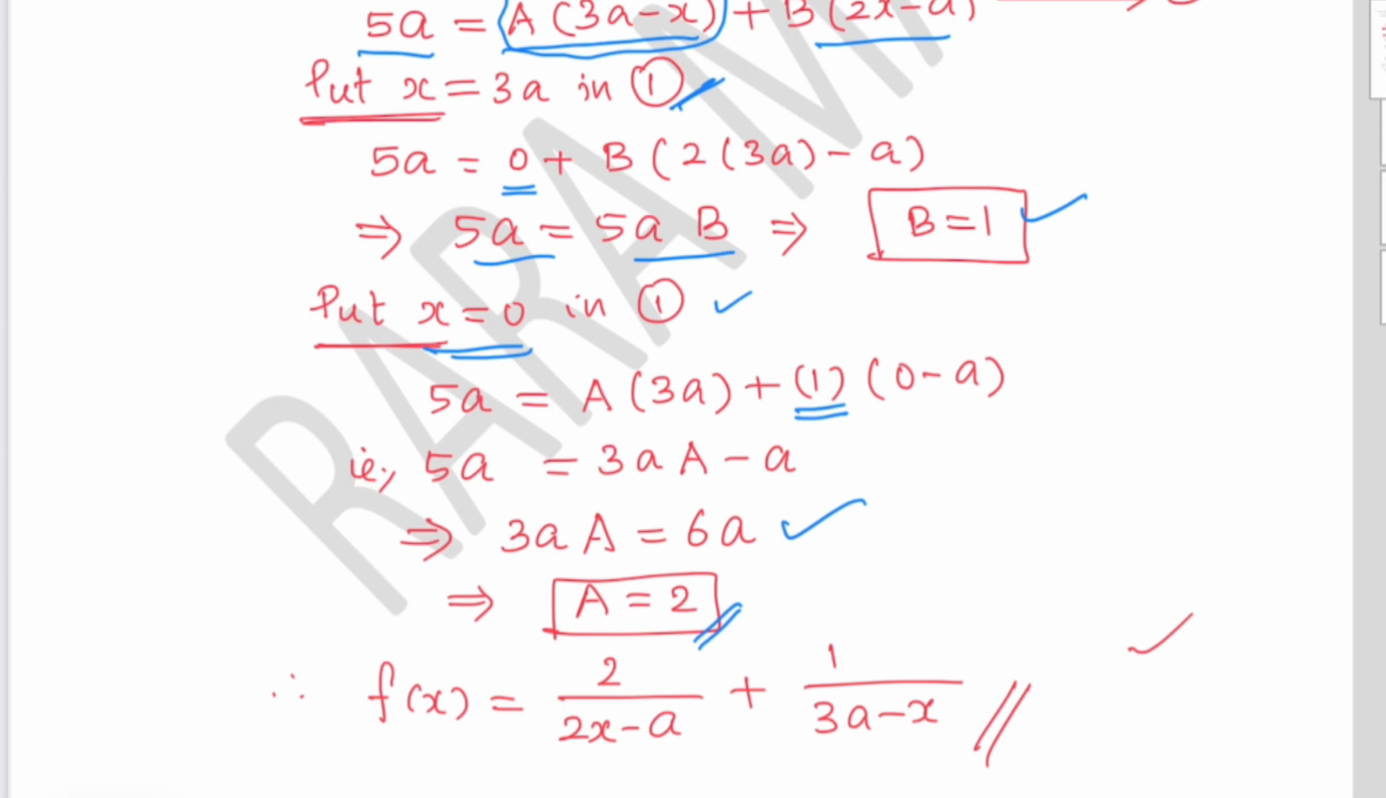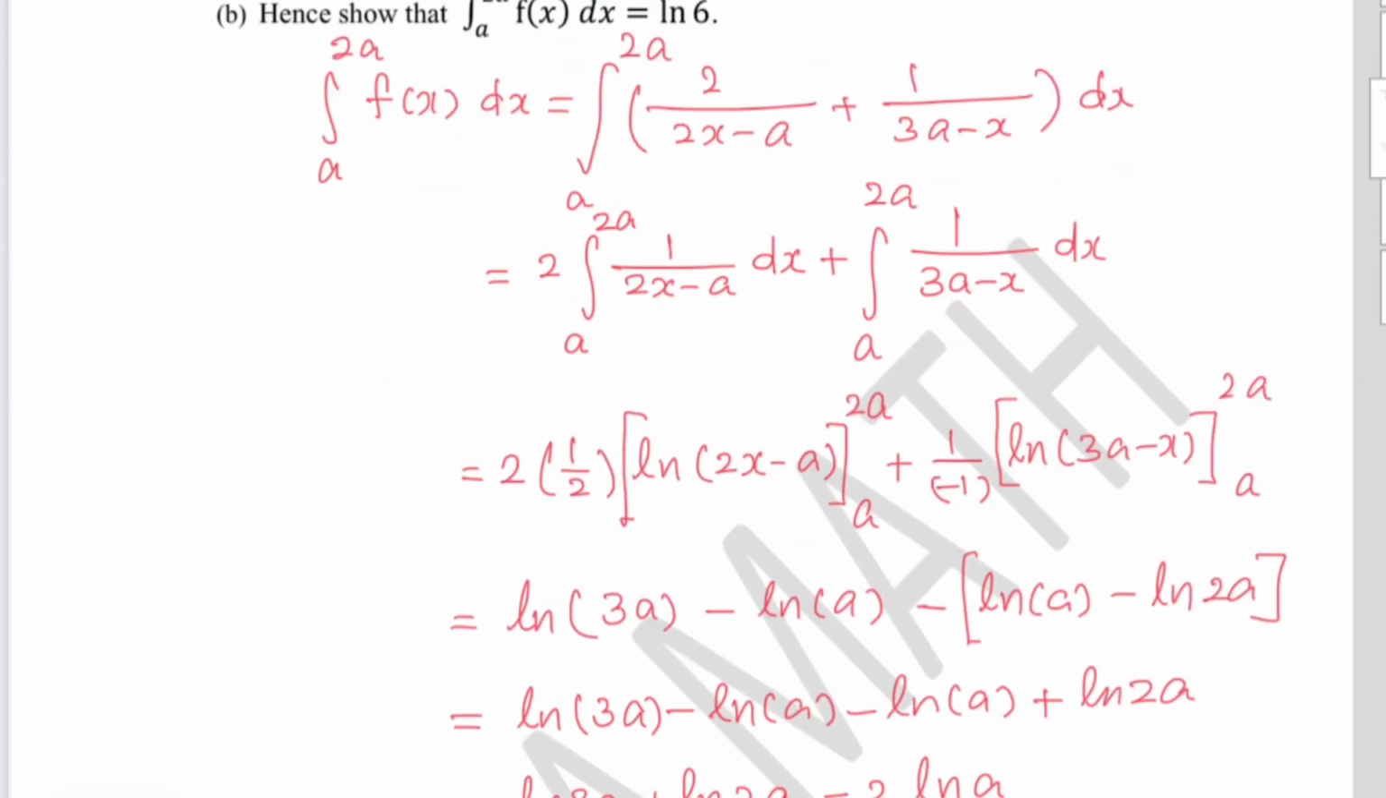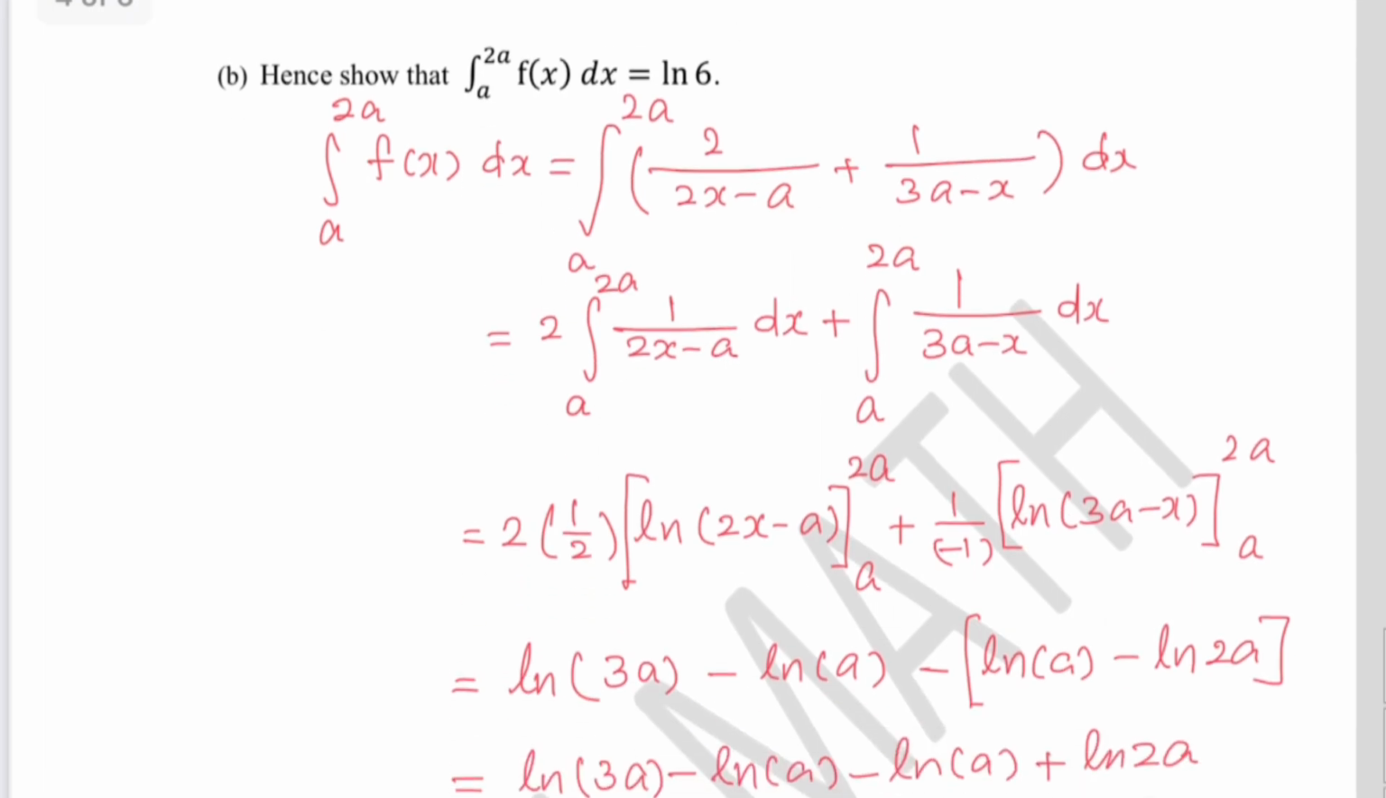Therefore you get the partial fractions: f of x is equal to 2 over 2x minus a plus 1 over 3a minus x. And part b of the same question: hence show that the integral from a to 2a of f of x dx is natural log of 6. So the integral from a to 2a of f of x dx, you write f of x in partial fraction form.